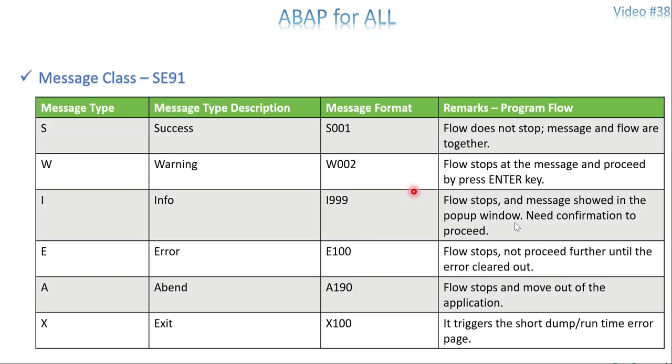Yeah. So this is just a chart, or table format, of the different message types, and these are the 6 message types which are available in ABAP: success, warning, information, error, abandon, exit. So the first 4 are very easy to understand.